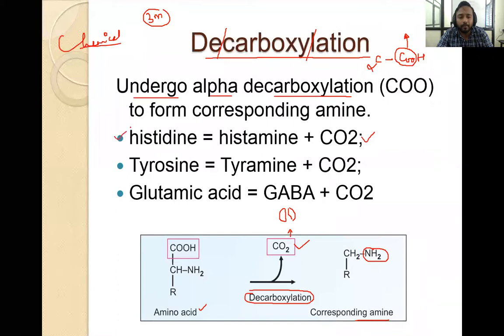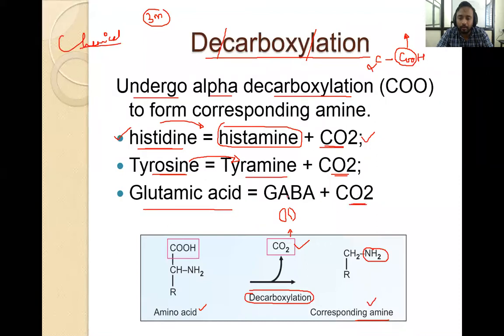So, examples: some of the amino acids like histidine undergo decarboxylation reaction to synthesize their respective amine, that is histamine. Histidine is converted to histamine with removal of carbon dioxide. Tyrosine is converted to tyramine by decarboxylation, removal of the carbon dioxide. The compound is called tyramine, that is the corresponding amine. Glutamic acid undergoes decarboxylation reaction to synthesize gamma amino butyric acid, or GABA.